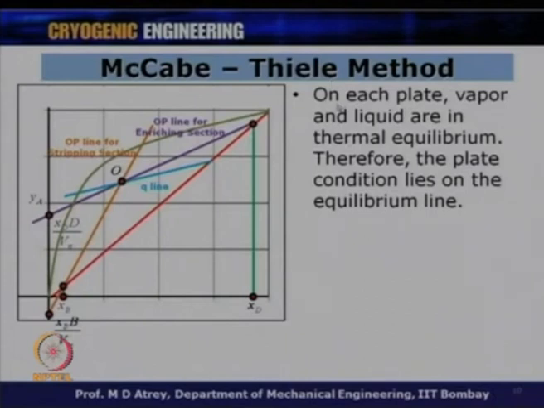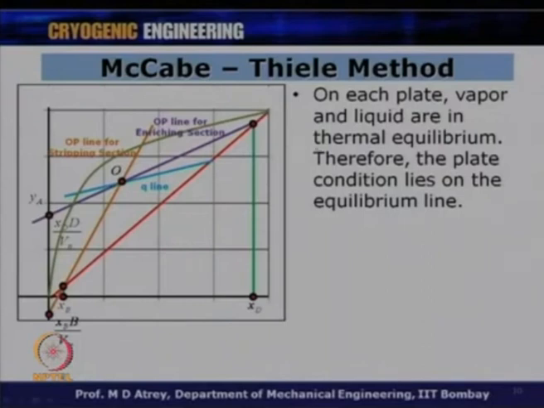Now, this condition exists on each plate. If you remember our earlier arguments in the third lecture of gas separation or something like that, on each plate vapor and liquid are in thermal equilibrium, because there is heat transfer between the vapor which is going to the liquid and the liquid which is coming from the top of the plate. On every plate therefore, some vapor leaves and some liquid leaves. This vapor and liquid above this plate are going to be in thermal equilibrium.